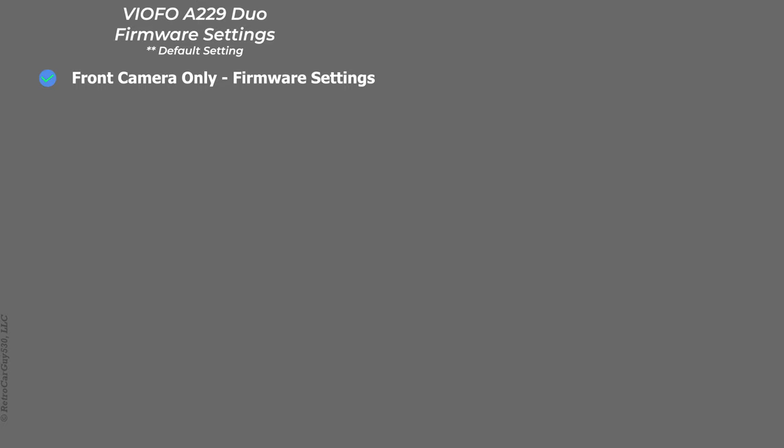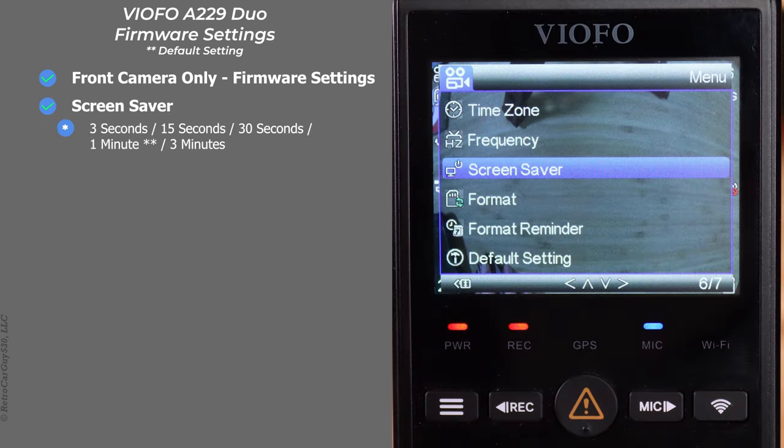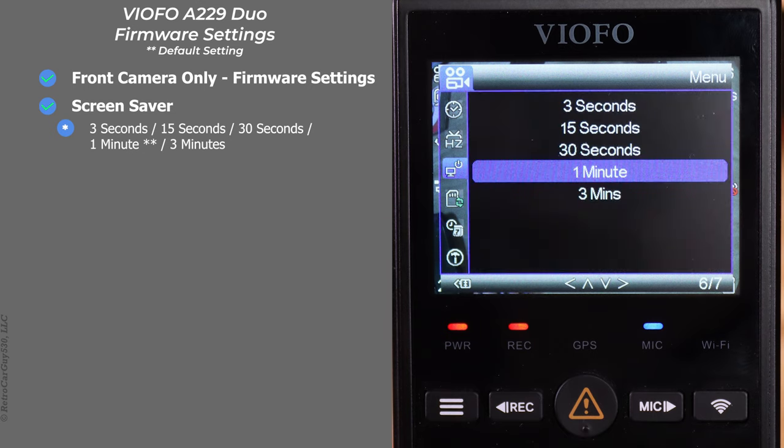And here are a few firmware settings that are only available through the firmware configuration menu on the A229 Duo front camera. The screensaver setting will determine how long the front camera screen will remain powered on after the camera has started recording and no buttons have been pressed on the front camera. The default value for the screensaver setting is 1 minute.